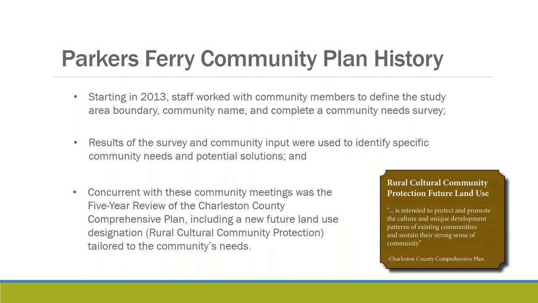Starting in 2013, staff worked with the community members to define the study area boundary that you just saw, the community name, and complete a community needs survey. The results of the survey and the community input were used to identify specific community needs and the potential solutions. Concurrent with these meetings was the 5-year review of the Charleston County Comprehensive Plan in 2015, where that new Rural Cultural Community Protection Future Land Use Designation that we discussed earlier was adopted. And that was tailored to the community needs, and it opened the door for us to do this community plan and an overlay zoning district that addressed the community's needs regarding density and subdivision issues.